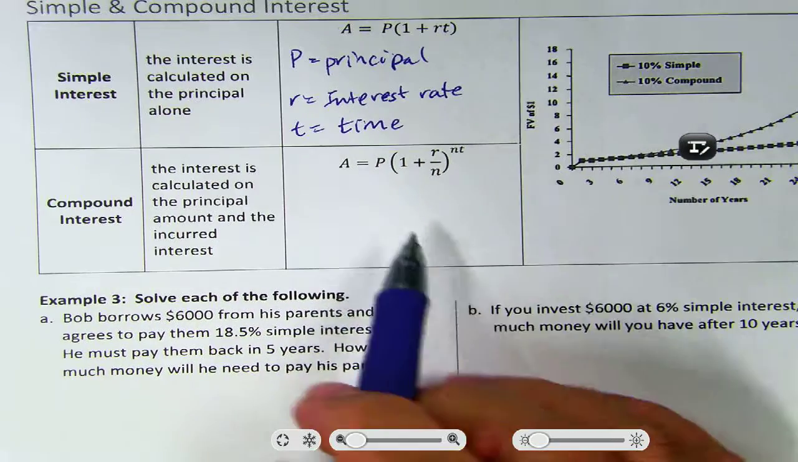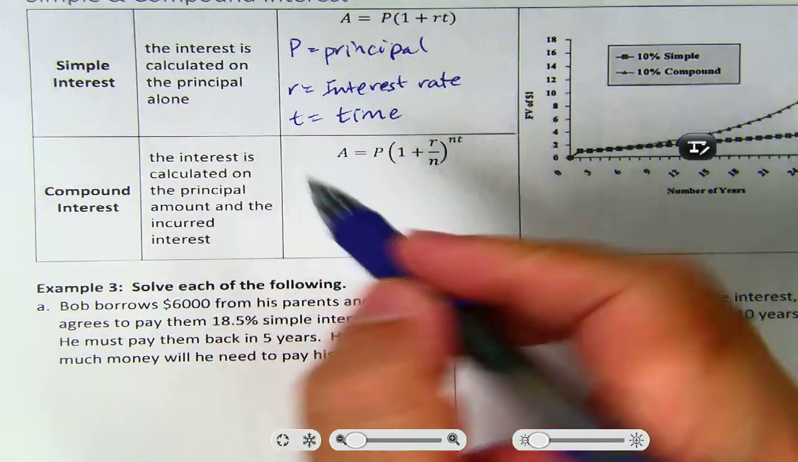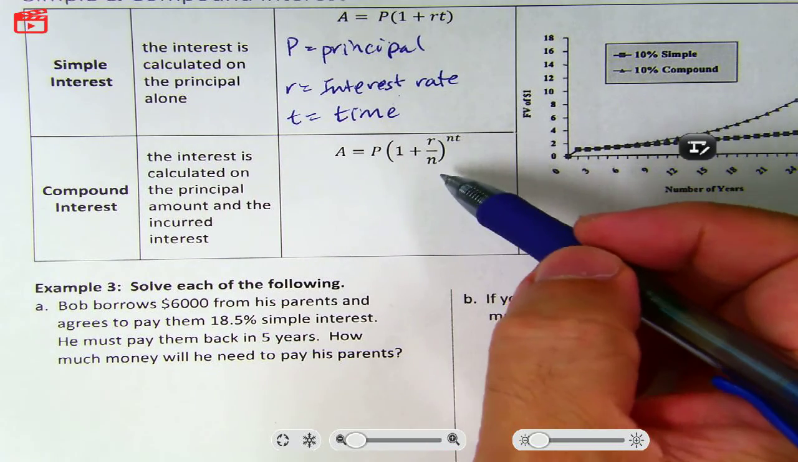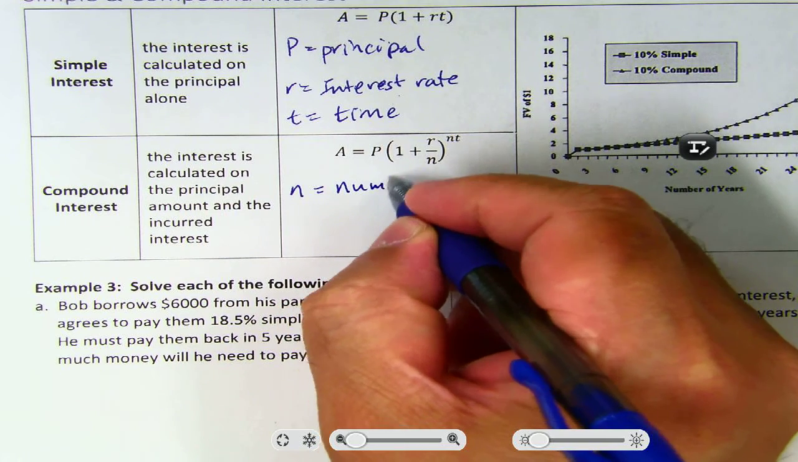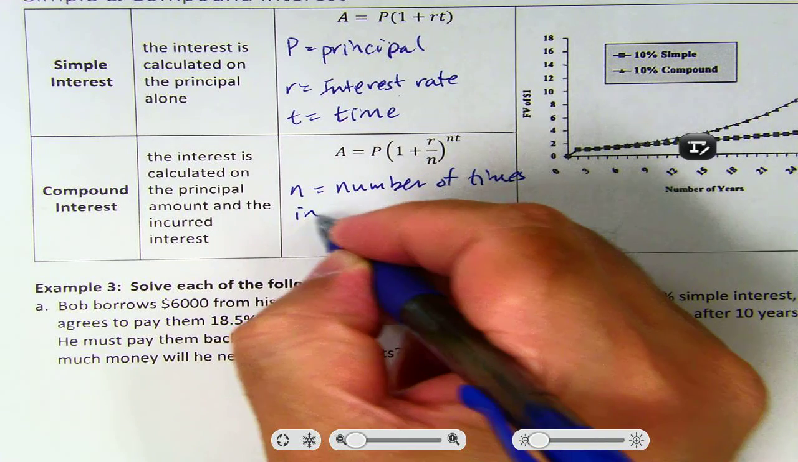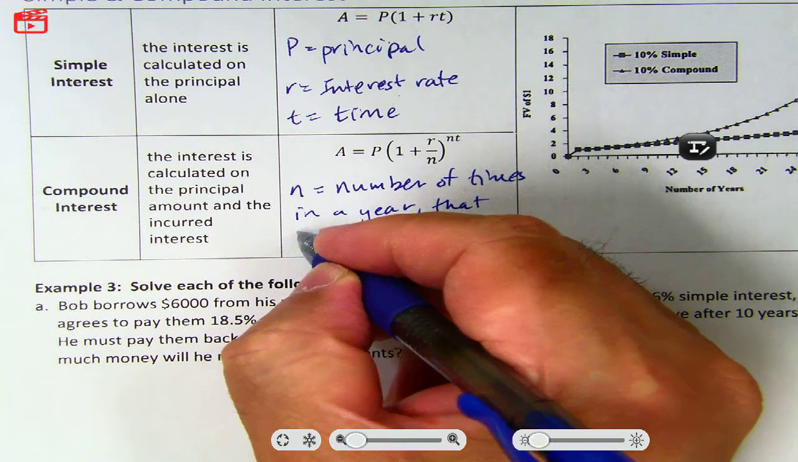Right, up here, this is the compound interest. Compound interest is when the interest accumulates every time it's compounded. So if it's compounded monthly, you add the interest earned every month instead of every year. Okay. So P is the same thing as up here. R is the same. It's the interest rate again. N is the new variable here. N is the number of times in a year that the interest is compounded.